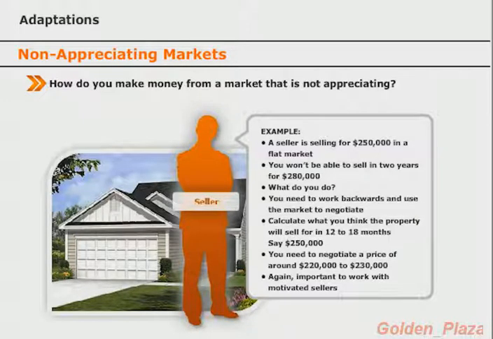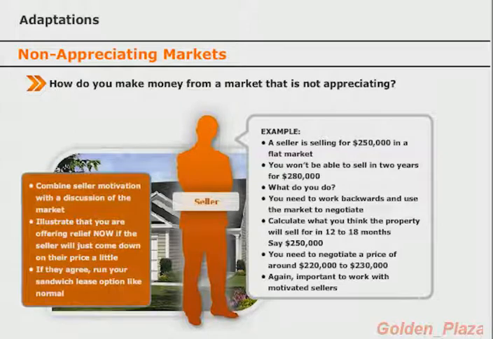Knowing that, you can then go back to the seller with the idea that you need to negotiate a price of $220,000 to $230,000. Now, many times the seller will also know the market is struggling and will understand that it will be difficult for them to get full price for their property. But this is also where it is important to know you are working with a motivated seller. So you combine their motivation with a discussion of how the market is flat, illustrating to the seller that he may have to wait many more months to get someone to offer close to the asking price, but that you are offering relief now if he will just come down on the price a little.